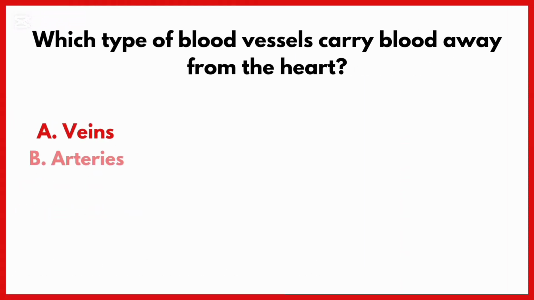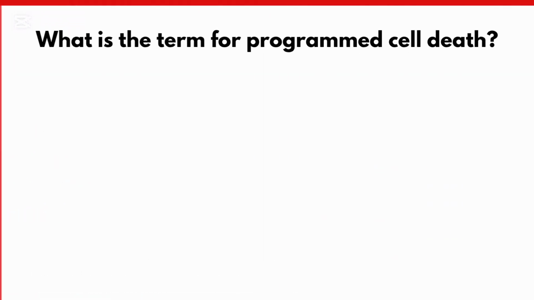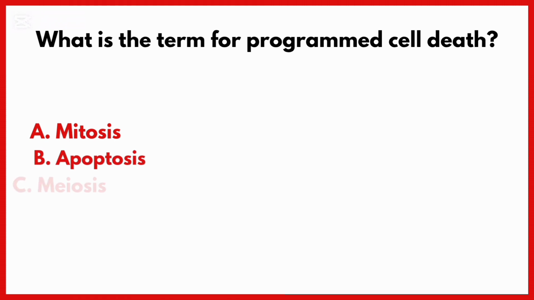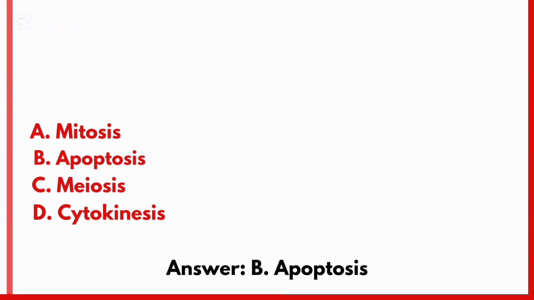Which type of blood vessels carry blood away from the heart? Correct answer is option B, arteries. What is the term for programmed cell death? Correct answer is option B, apoptosis.